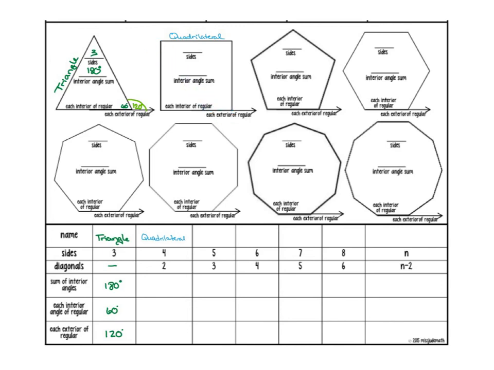I would like you to continue and fill in these other polygons with their names, the number of sides they have, the sum of all of the interior angles, and then what the measure of each interior angle would be if it was a regular polygon, and then the measure of the exterior angle if it was a regular polygon.